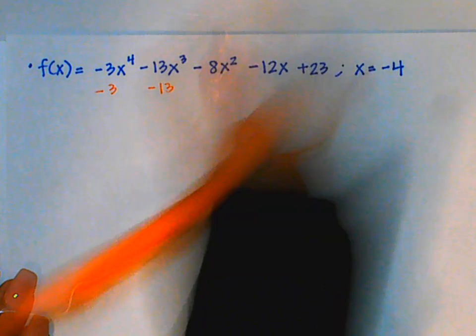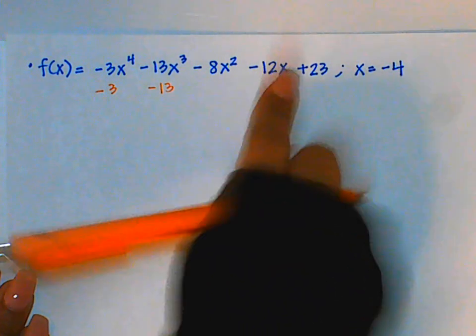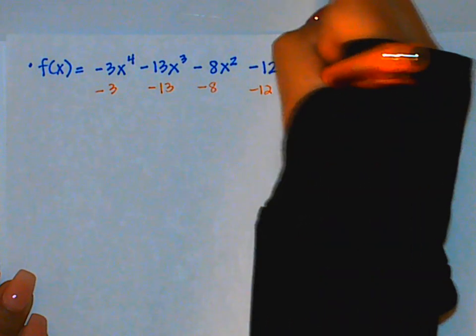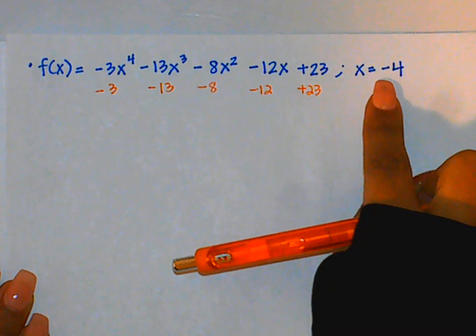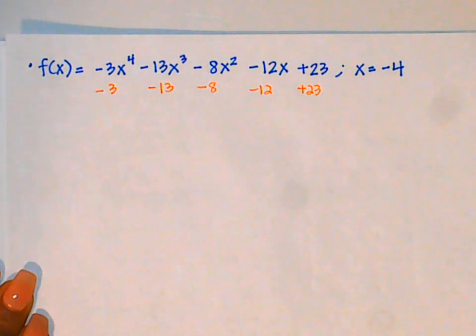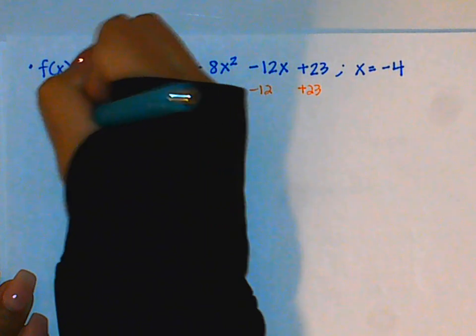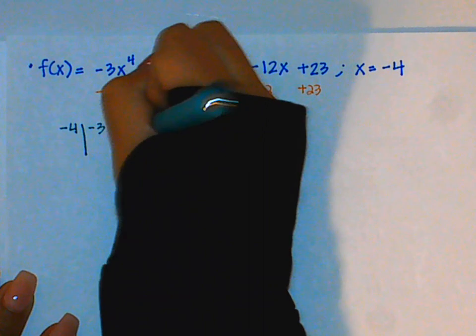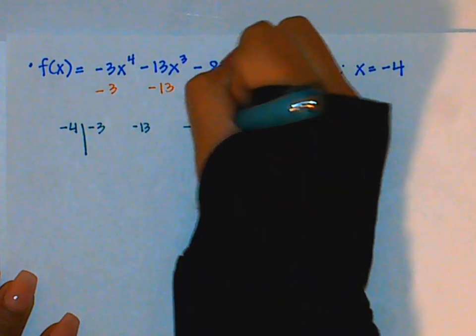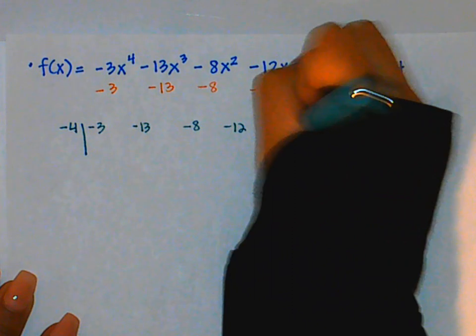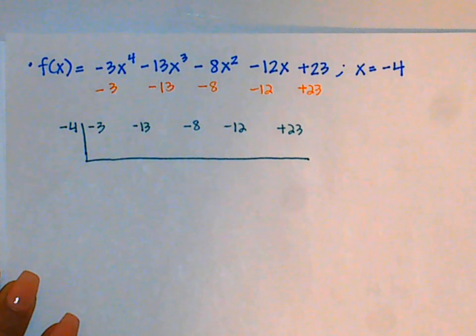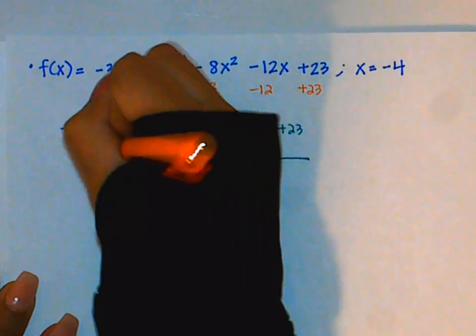I'm going to write out my coefficients, making sure that every variable is represented, and I can see that it is. -13, -8, -12, and then plus 23. And I know that I'm going to use -4. So when I set this up, I get -4, -3, -13, -8, -12, plus 23. Make sure that's long enough. I'm going to bring this one down.